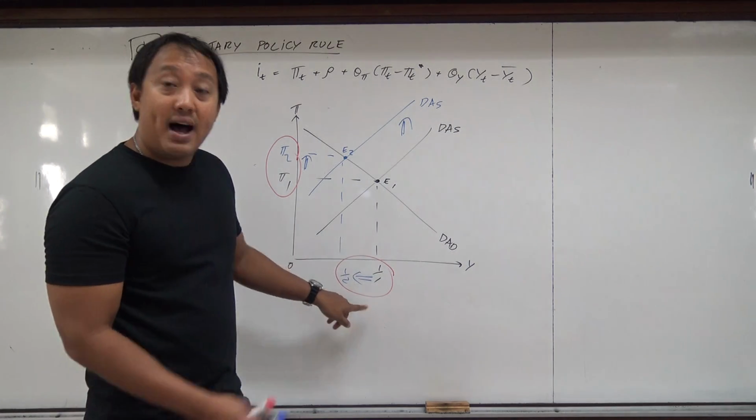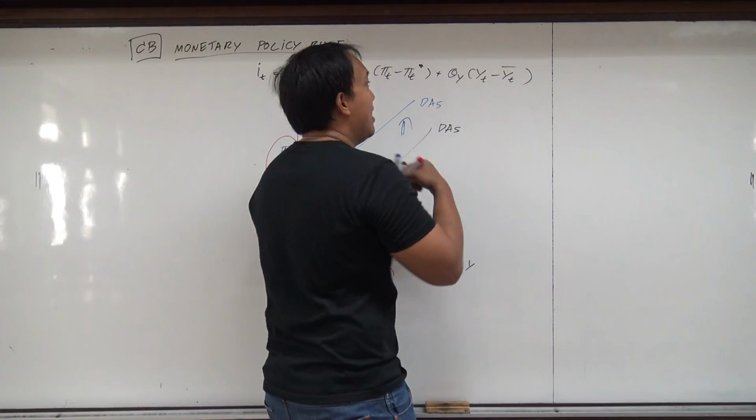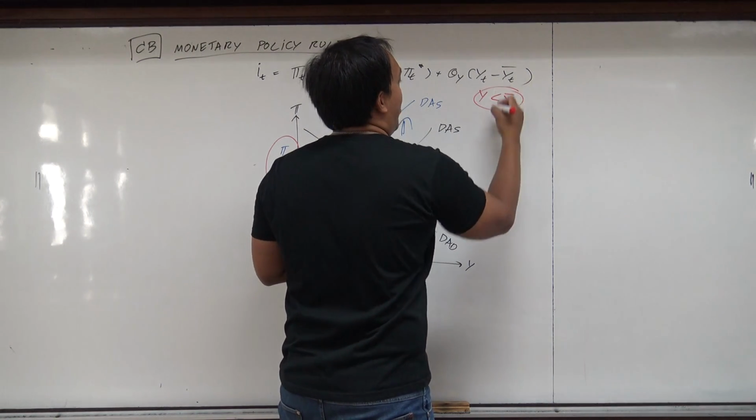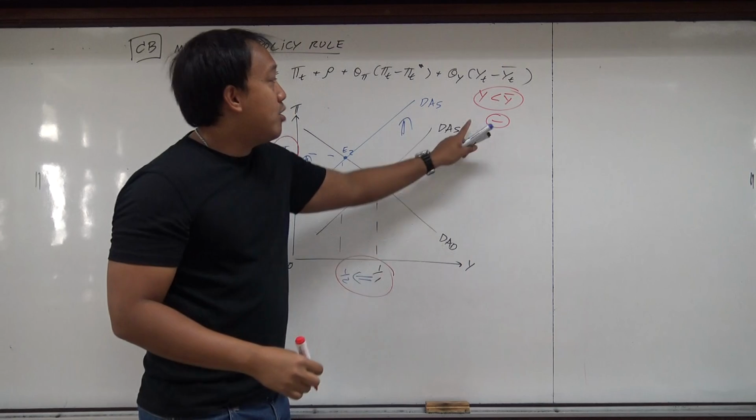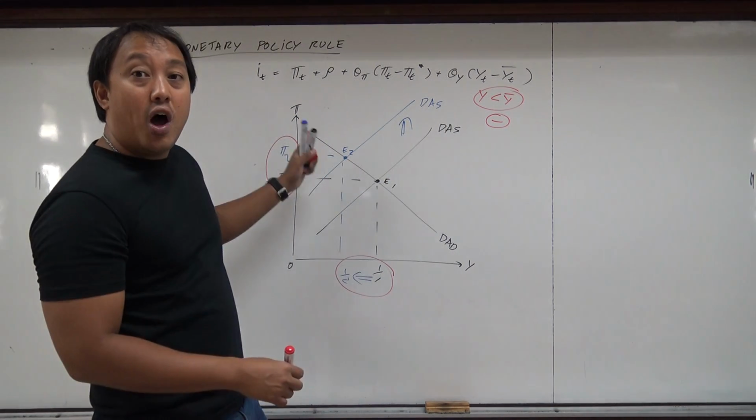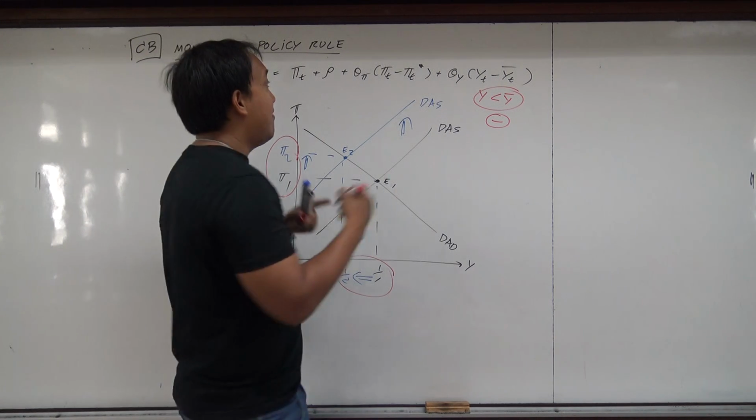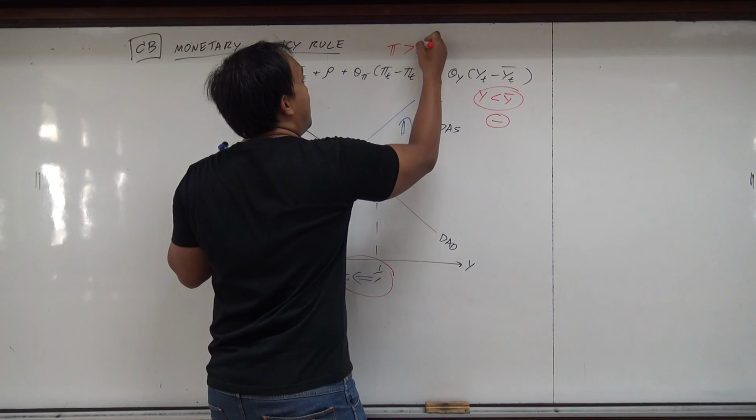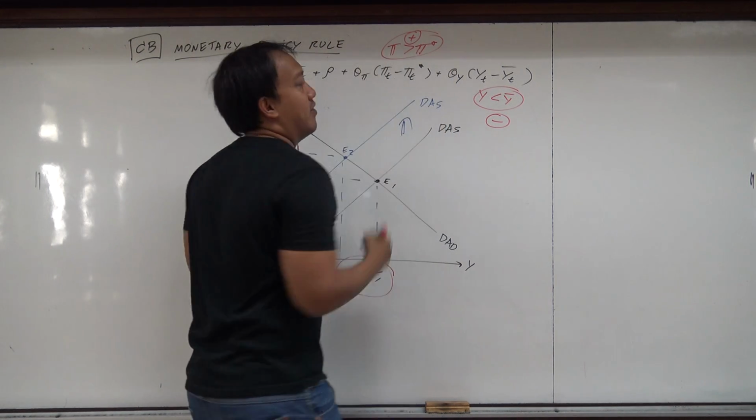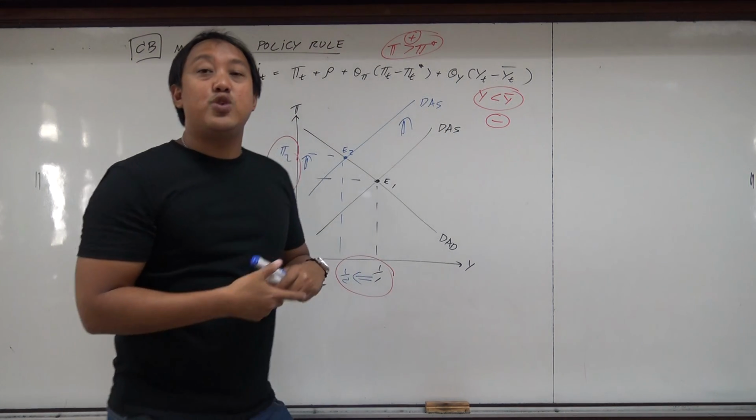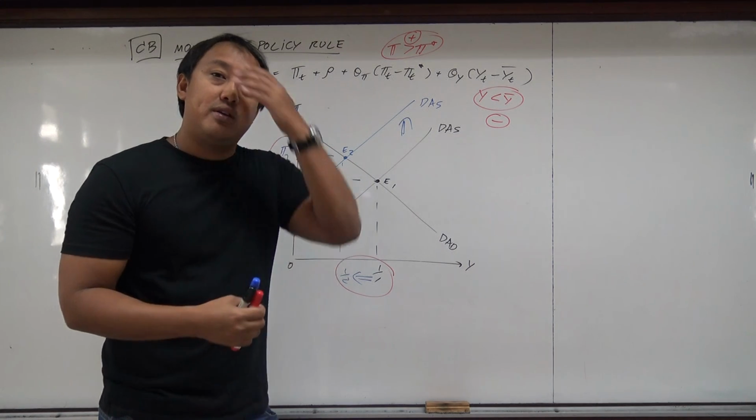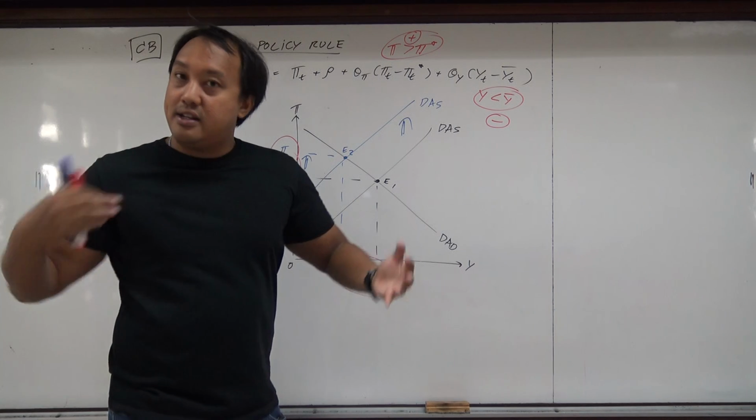We have economic slowdown. Let me write it down here. Economic slowdown means that y is less than y bar, so this bracket becomes negative. And we have an inflation problem: everything becomes more expensive, so pi is higher than pi star, and this bracket becomes positive. What this means is you have two problems at the same time. However, the way to solve them is totally different.